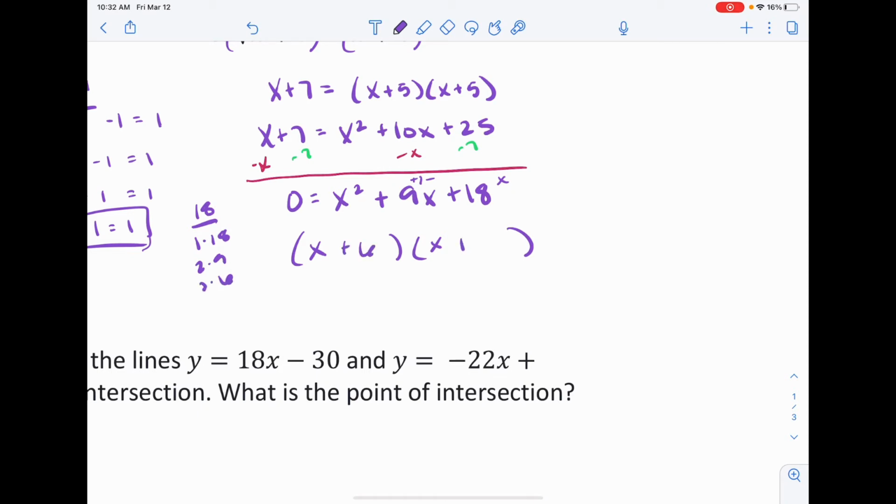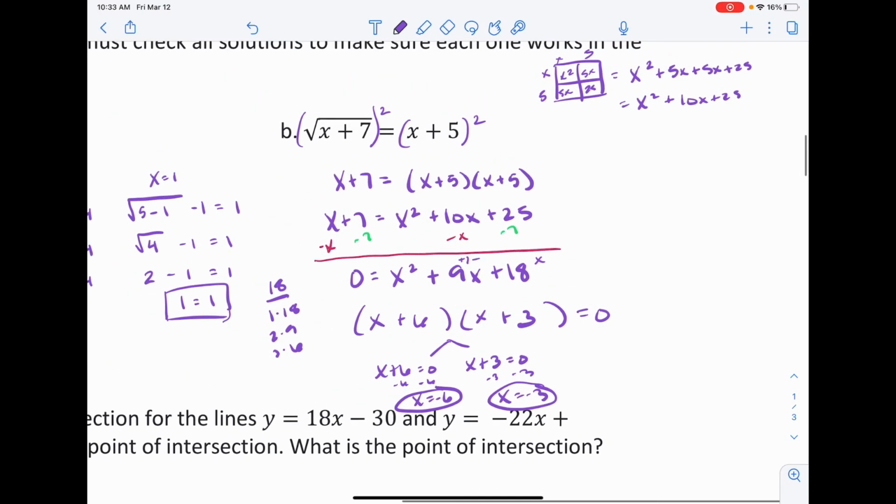Well, we've got 6 plus 3 is 9, and 6 times 3 is 18, so I think those check out. We'll split them up. X plus 6 equals 0, and x plus 3 equals 0. Subtract 6 on both sides, so x here is negative 6 and negative 3. So let's go ahead and do our check.